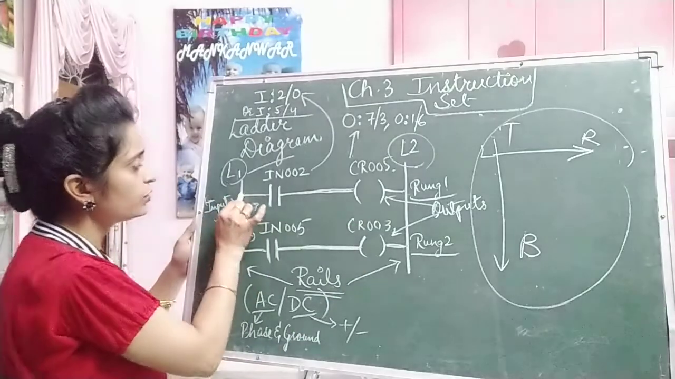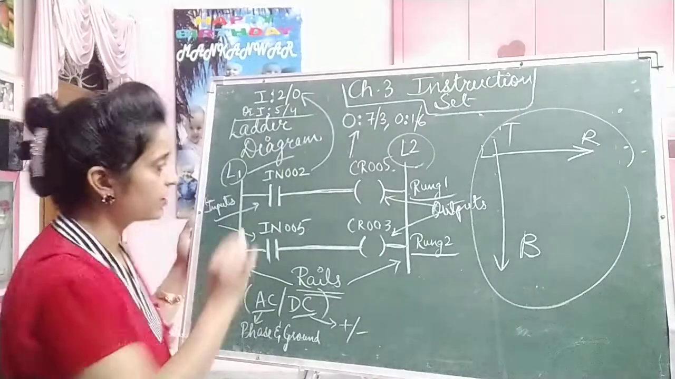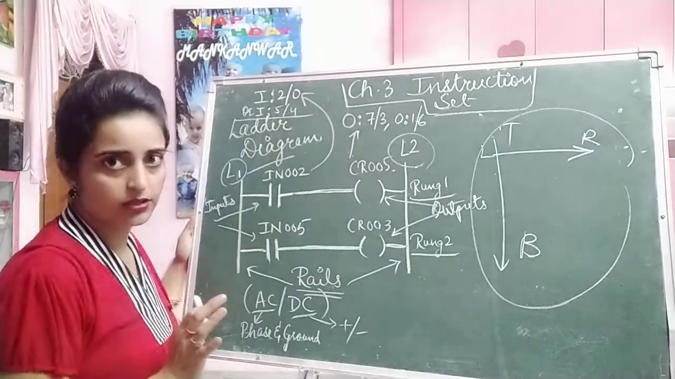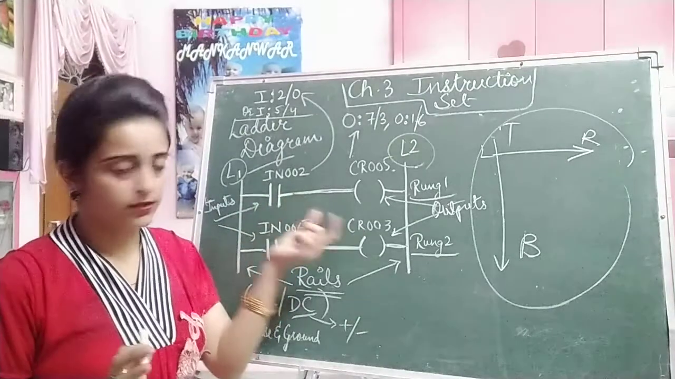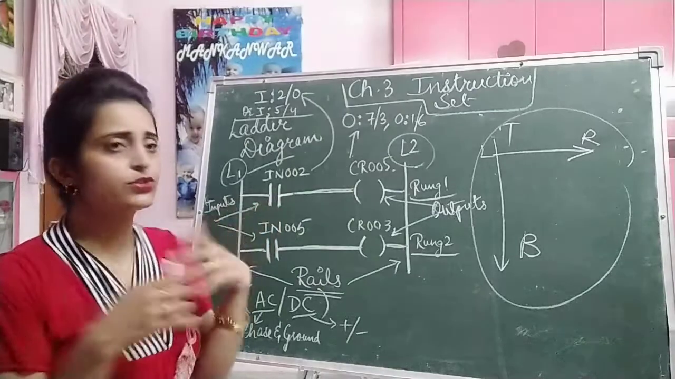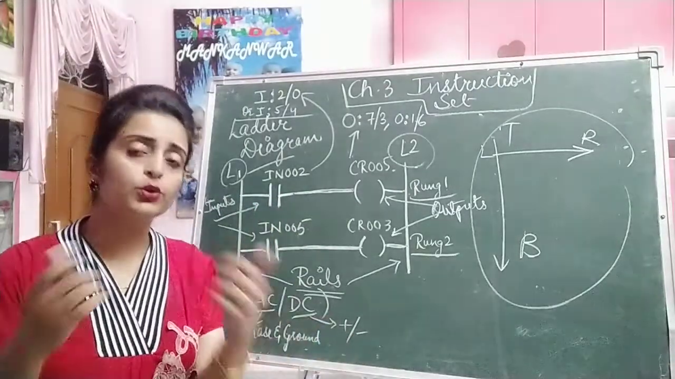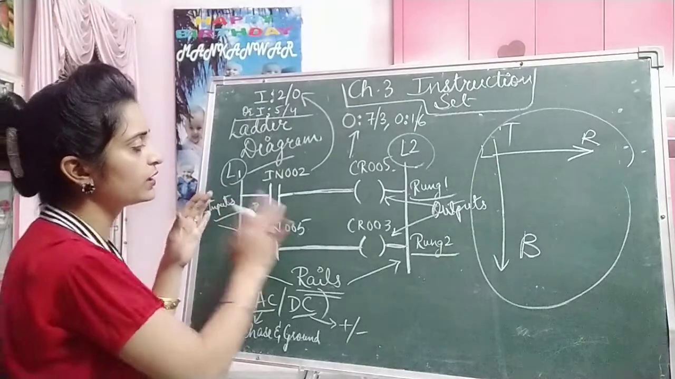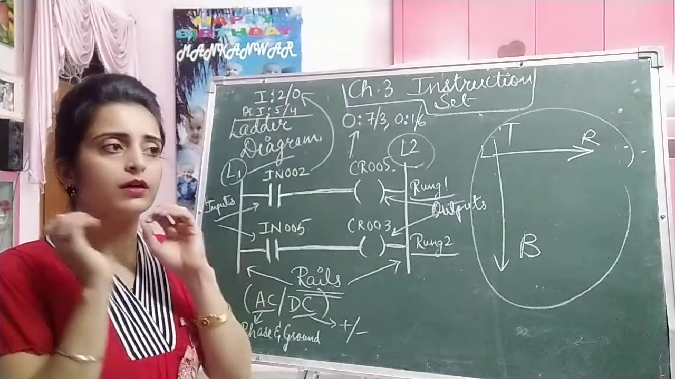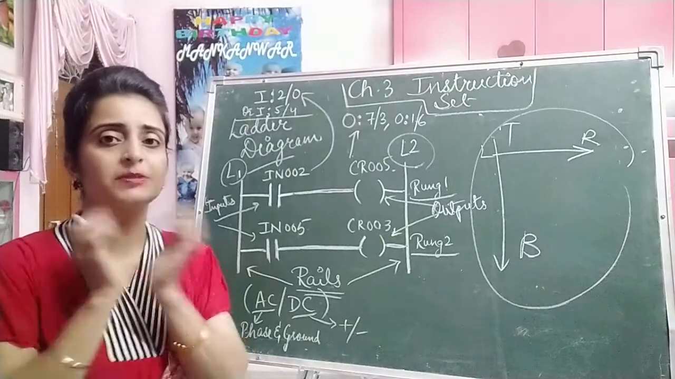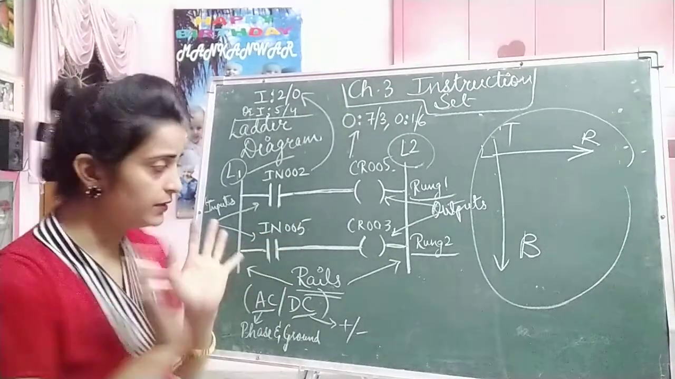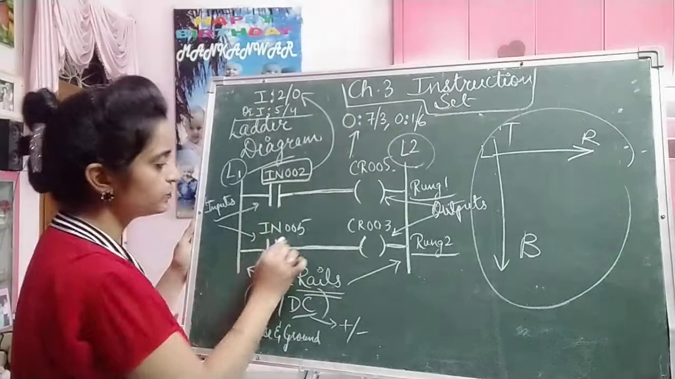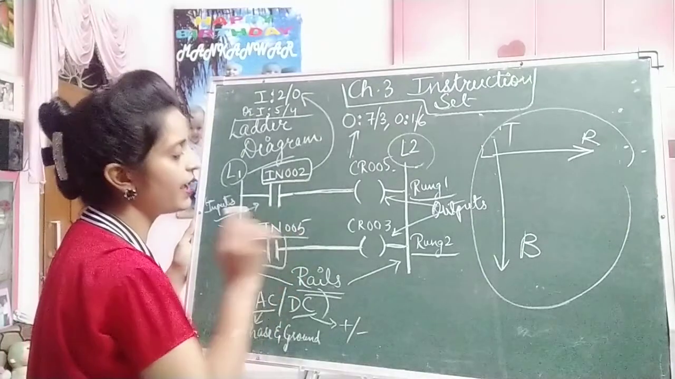Okay, so let's move on to the first rung. Say this is input 1. This is the connection of input 1. This is basically acting as a switch or as an input. Whenever we need to use any input, we will use this symbol. This symbol demonstrates the input. So this is the input represented by IN002, or here by IN005.